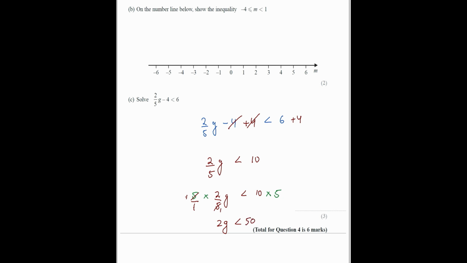Now to remove this 2, because we have to find the value of g, you have to divide 2 on both sides. So it will give you 2g over 2 less than 50 over 2. And in the next step, the final step, 2 ones are 2, 2 25s are 50. So it is actually g is less than 25. We will write our answer in this way, g less than 25.